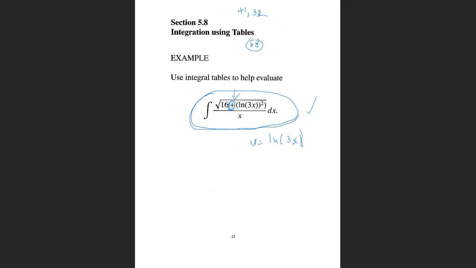For formula 58, on the left-hand side, you have the integral of the square root of a plus bu, all over u, du. But there is an issue here because what you have here is a function of a variable squared. And here in formula 58, the u is not squared. So that's going to be a problem. That won't work. Good try.